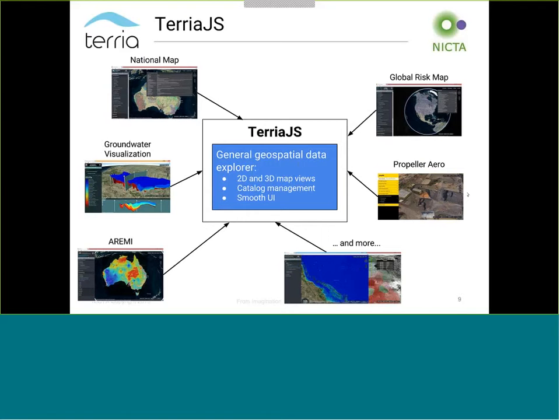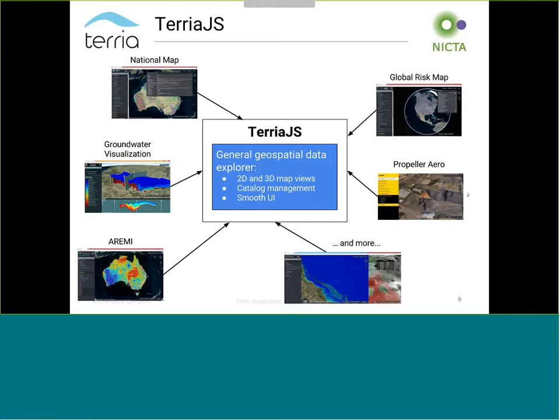Then there's Global Risk Map, which uses TerriaJS to understand natural disaster risks and investment and mitigation strategies around the world. This Propeller Aero one is pretty cool. Propeller is a Sydney-based startup that's using TerriaJS to visualize imagery and photogrammetry that's acquired by flying drones or UAVs over construction sites. So that's just a few examples. There are a whole bunch more.